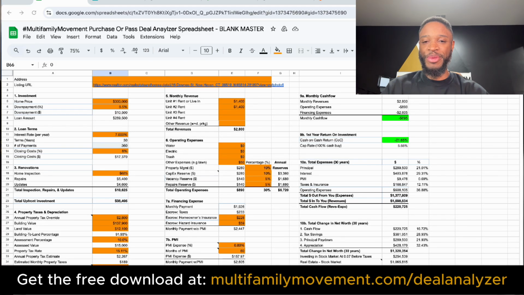Hey, it's Julian Gordon here from the Multifamily Movement, and today I want to show you how to identify whether a multifamily property that you find on Trulia, Zillow, or Redfin, or an off-market deal that you get is actually a deal. I'm going to show you how to run the numbers.